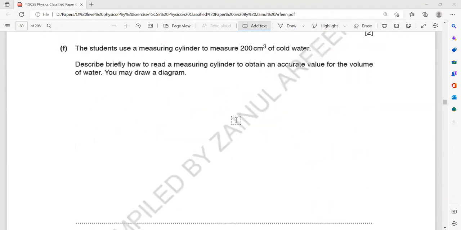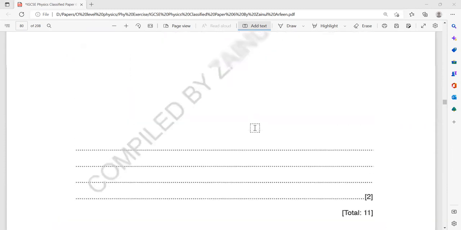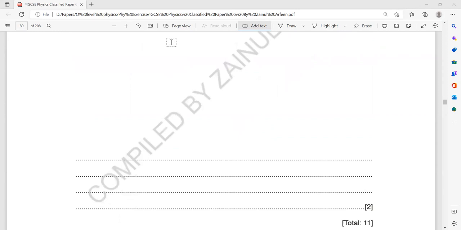Then a student uses a measuring cylinder to measure 200 cm cube of cold water. Describe briefly how to read a measuring cylinder to obtain an accurate value, and you may draw a diagram. So what we usually do is draw a measuring cylinder. We want to measure accurately 200 cm cube. Read the lower meniscus. We always read the bottom of the meniscus and look perpendicular to avoid a parallax error. And read from the side of the scale markings. If the markings are on the left-hand side and you're reading from the other side, it won't be accurate.